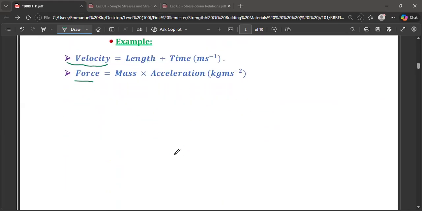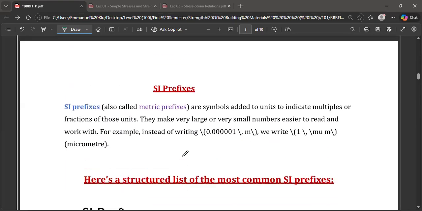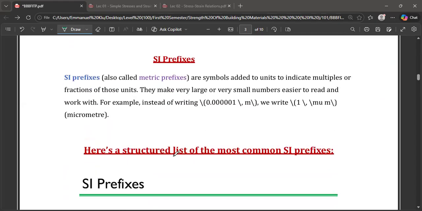All right. If no question, then let's quickly proceed. Let's continue to talk about the SI prefixes, the most important of all. The SI prefixes, also called metric prefixes, are symbols added to a unit to indicate multiples or fractions of those units. They make very large or very small numbers easier to read and work with.